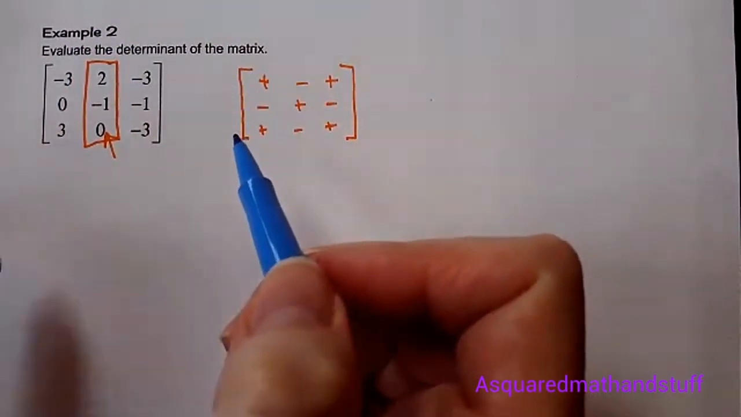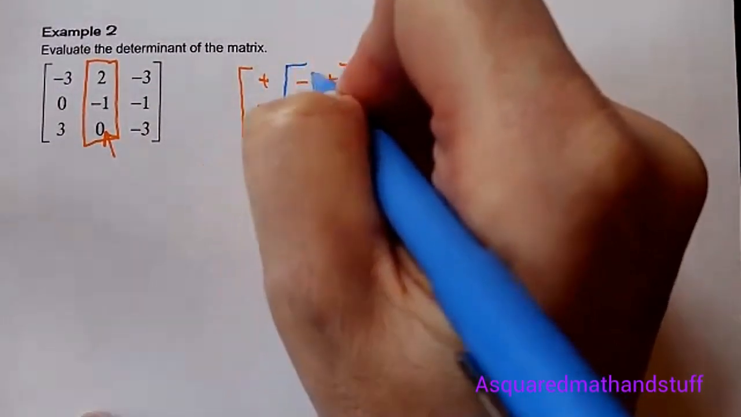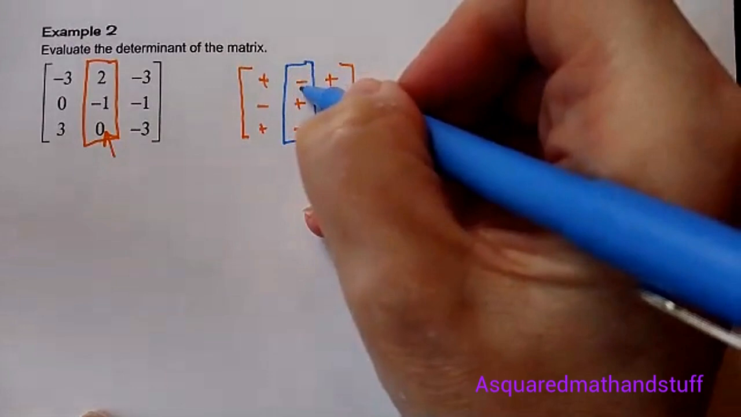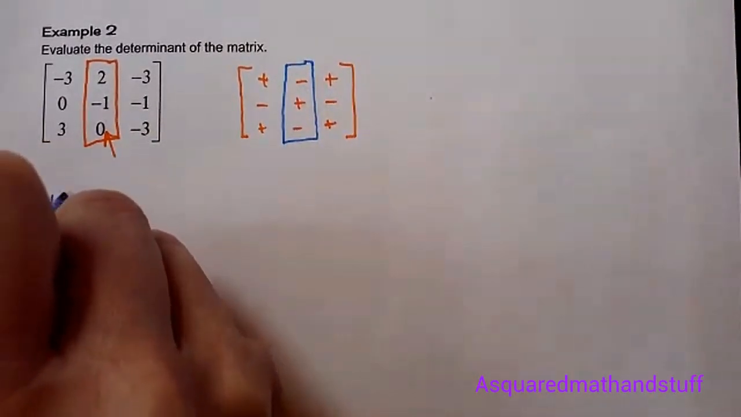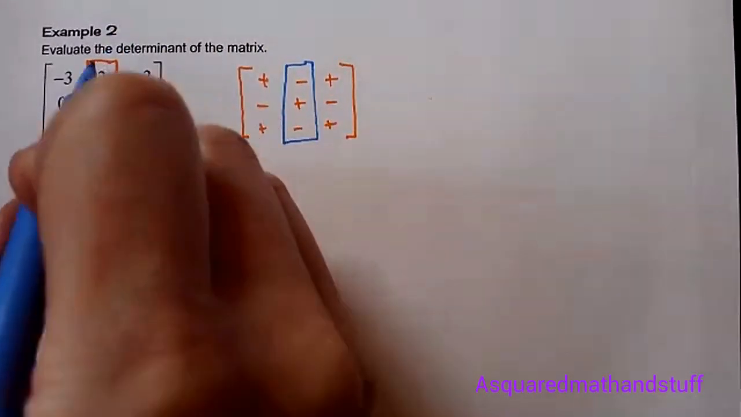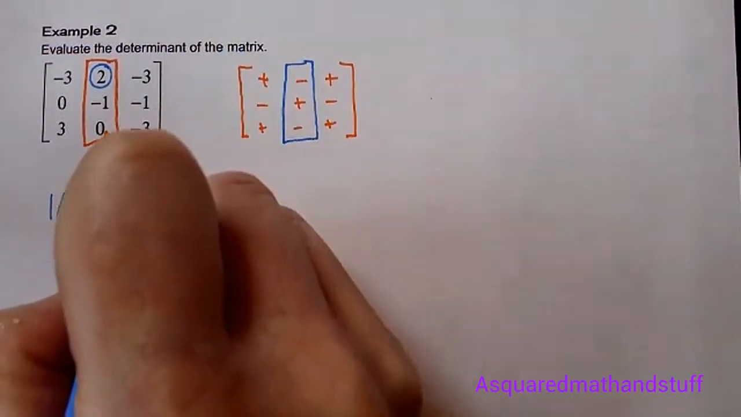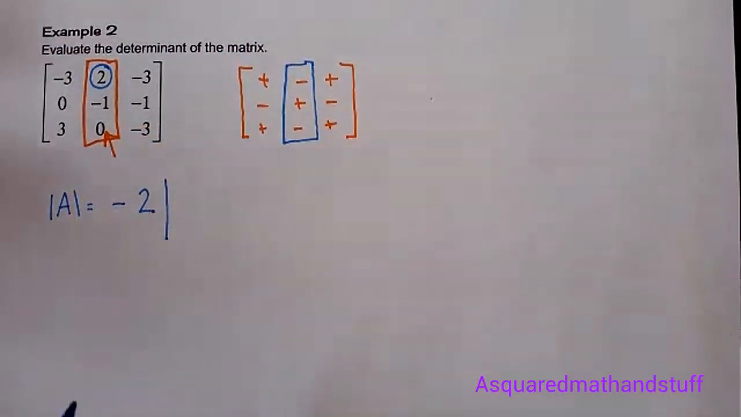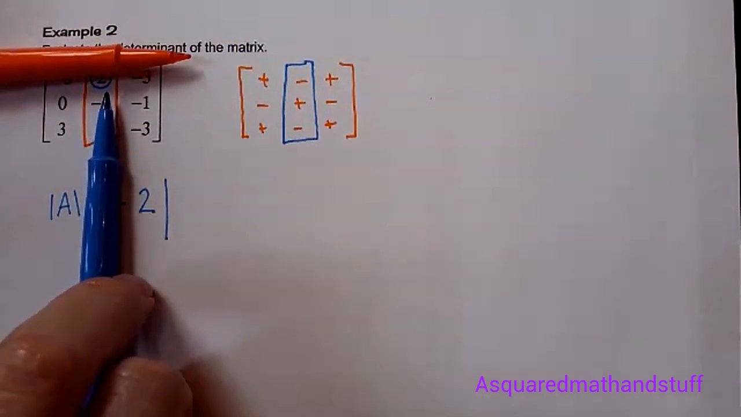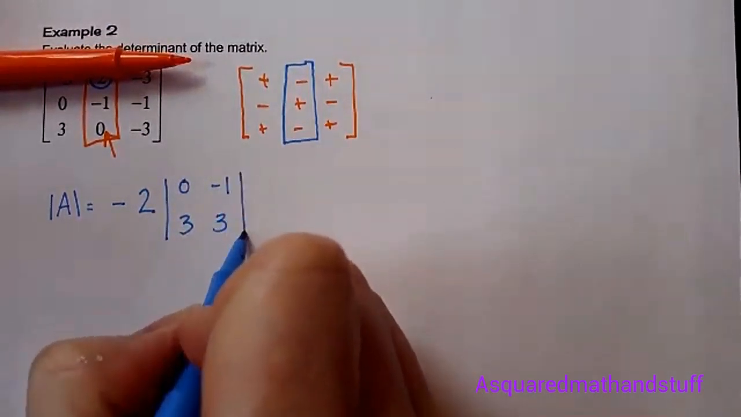So let's go ahead and do that. The sign, since we're working with column 2, we are working with these signs as we go down the rows. So the first sign we're working with is a negative. So determinant of A, we have a negative times the intersection, which in this case is our 2. So we have the intersection of 2 times the determinant of what's left over. So cover up row 1, cover up column 2. Again, we have that 0, 3, negative 1, 3.